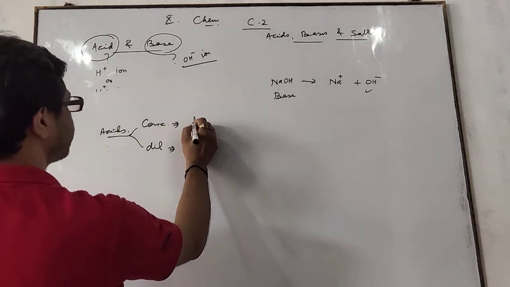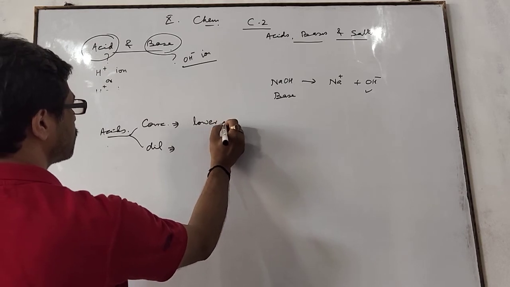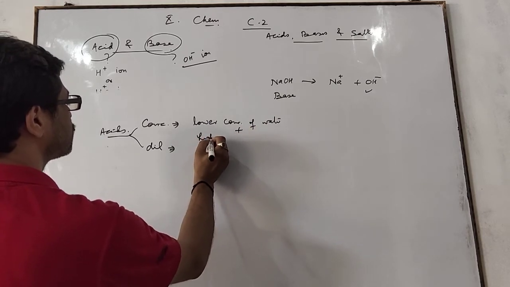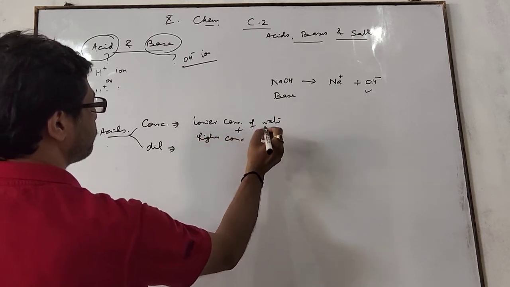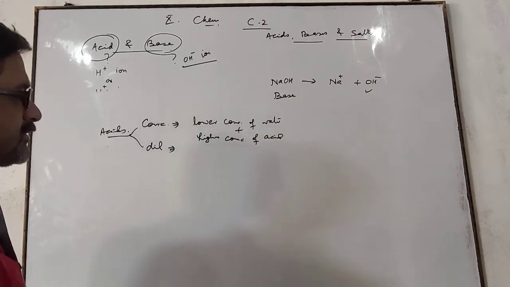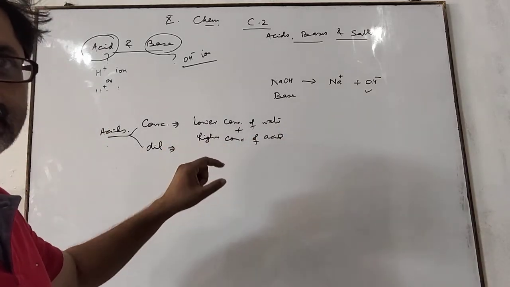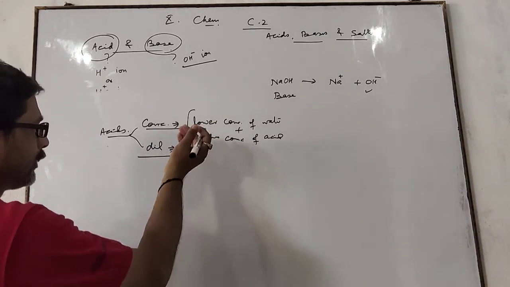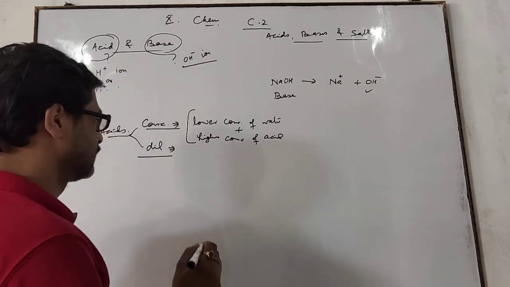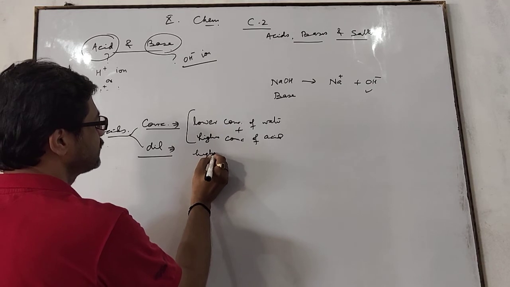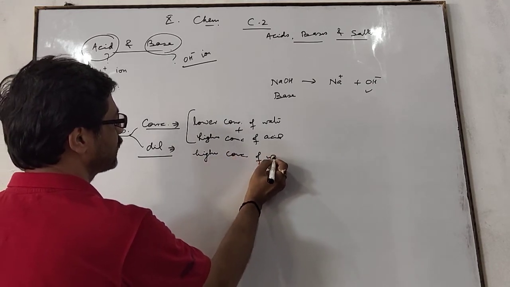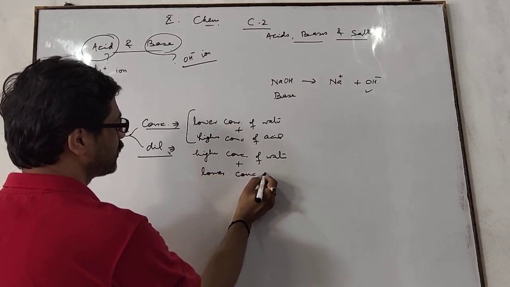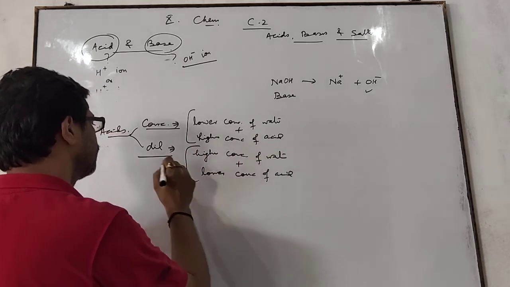Those acids which have lower concentration of water and higher concentration of acid, means acid is in greater amount and water is in less amount, are called concentrated acids. And opposite to that is dilute acid, means the acid which has higher concentration of water and very lower concentration of acid, that is called dilute acid.